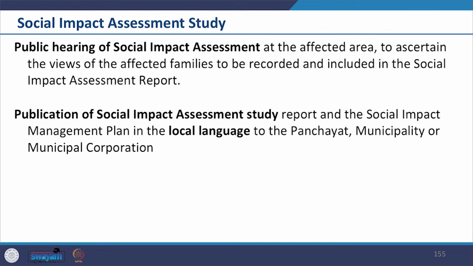As per the Act, SIA needs to be published. The social impact assessment study report and the social impact management plan are to be prepared and made available in the local language, not in English or any other language, but in the local language, to the panchayat, municipality or municipal corporation.